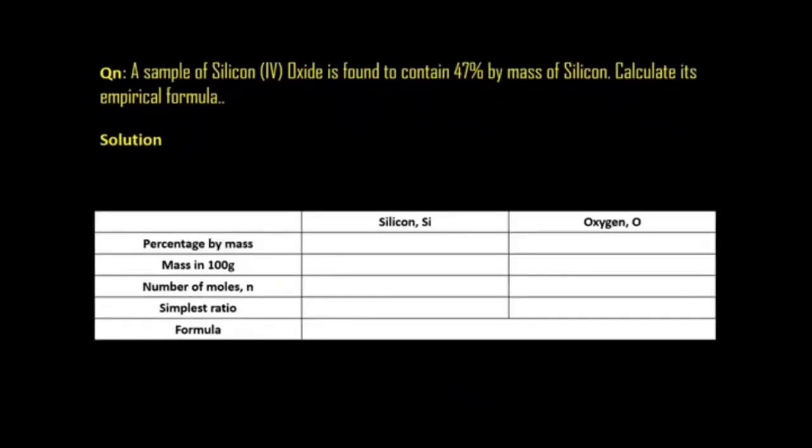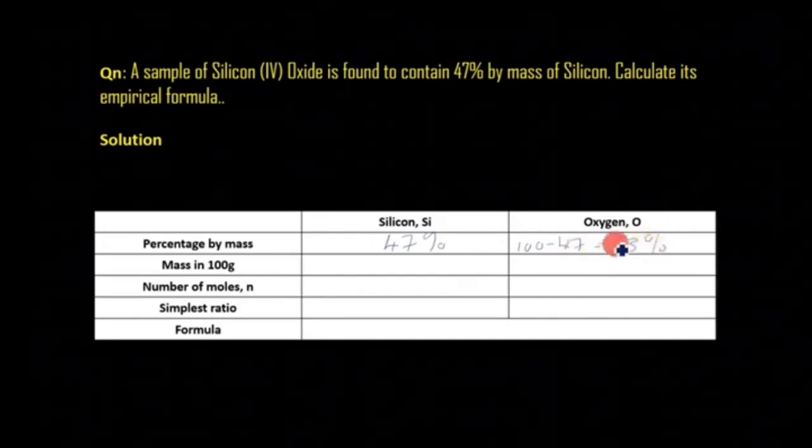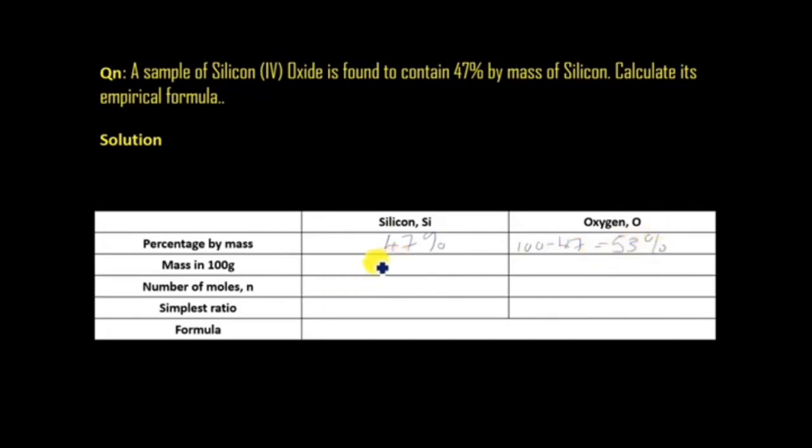Let's try out another one. A sample of silicon 4 oxide or silica is found to contain by percentage 47% by mass of silicon. Calculate the empirical formula. Again, you can see here that we've been given percentage instead of mass now. So this side we have 47%, and then this side we have 100 minus 47, which gives us 53. So this side will be 53% when this side is 47%.